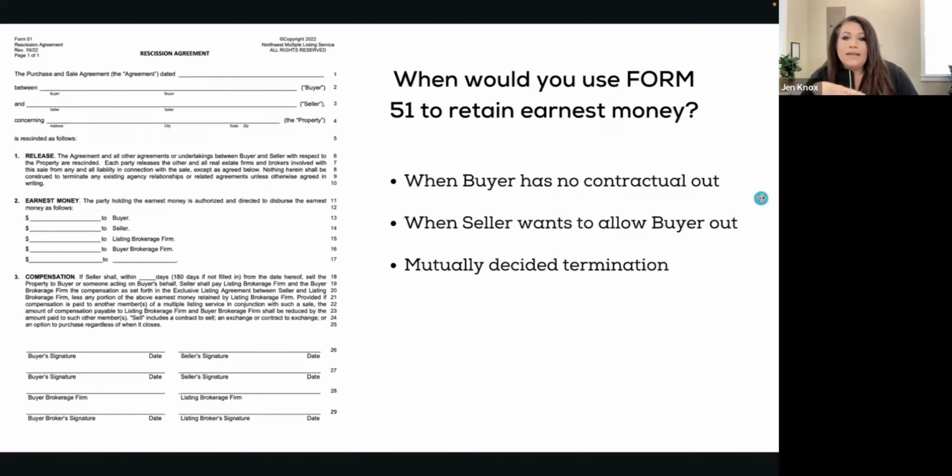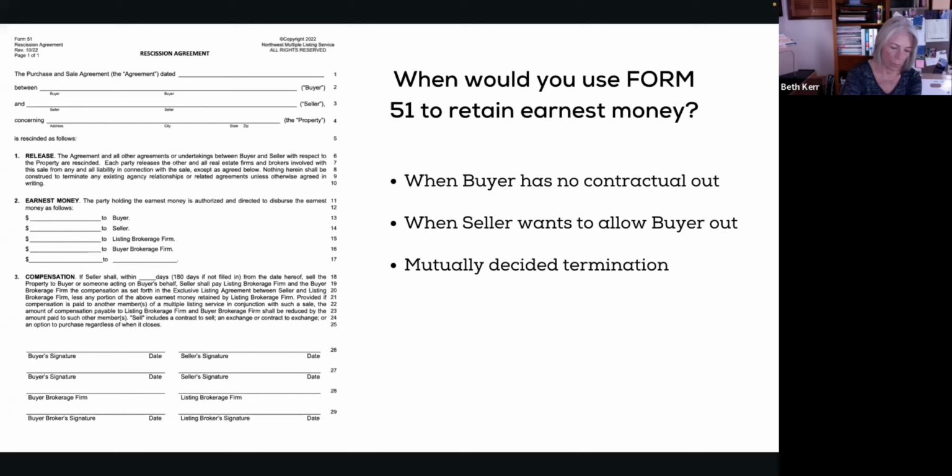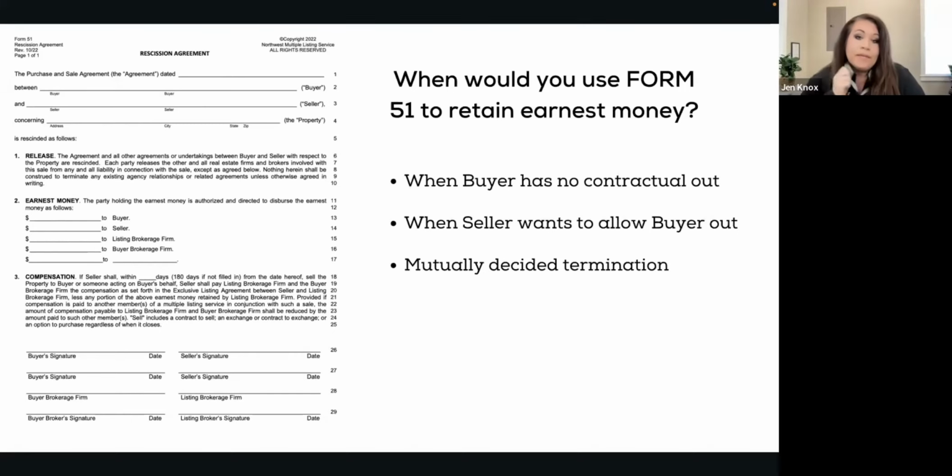A 51 is a rescission agreement. So this is the termination, and in that termination, it tells them what to do with the money as well. This is going to be used when your buyer has no contractual out. So they've gone through all their contingencies and maybe mutually just decided this isn't going to work. Seller agrees to allow the buyer out, buyer wants out, and everybody signs this form and they're happy. If you have any other out for that buyer, if you are using any contingency right, make sure this is not the form that you turn in to terminate your contract.